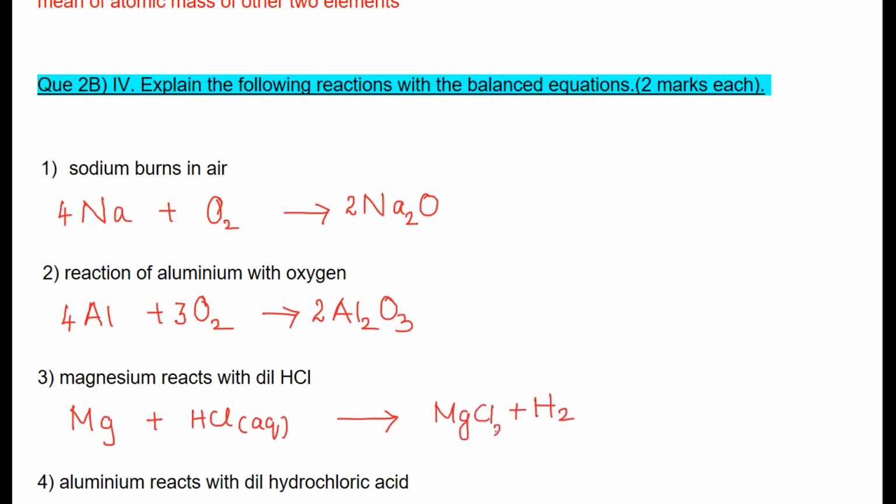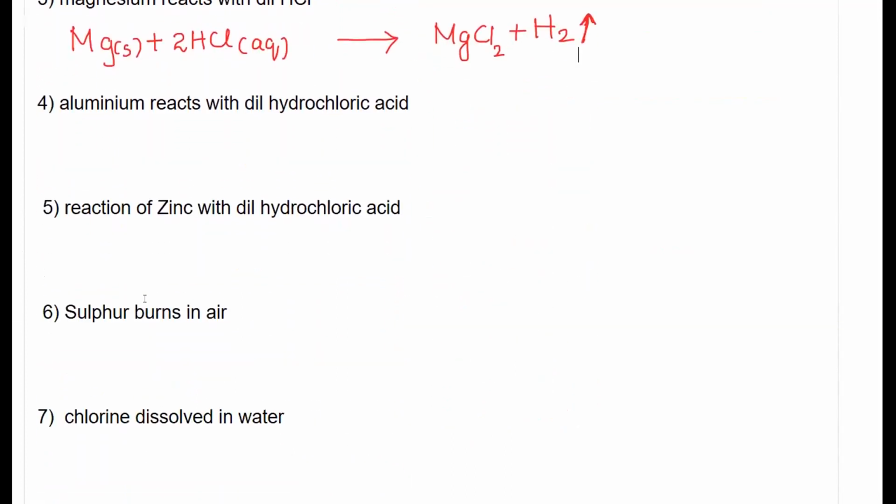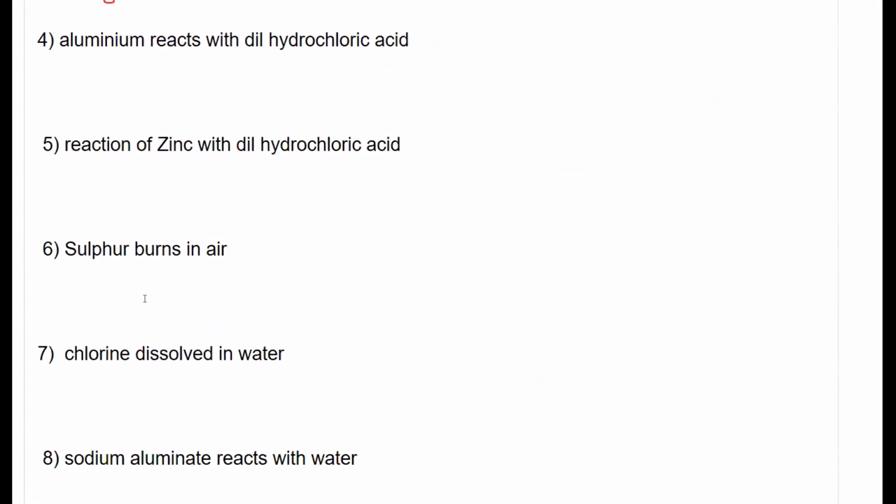Magnesium chloride is MgCl2. Now we have to balance the equation. Here product side 2 chlorine and 2 hydrogen are there, but here only 1 chlorine and 1 hydrogen. So here we have to multiply with 2. Now hydrogen and chlorine are balanced. So this is the balanced equation. Hydrogen gas is released, so we can put an upward arrow here. Is that clear?